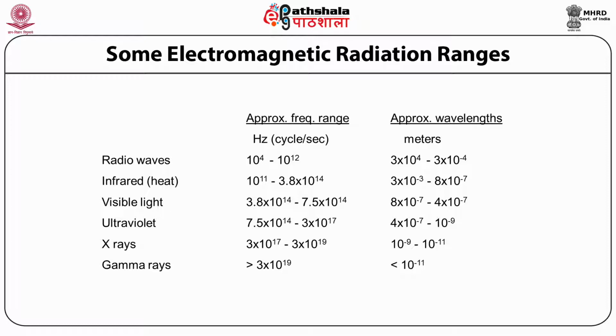However, UV is a highly energetic wave, with a frequency from 7.5 into 10 to the power 14 to 3 into 10 to the power 17. Its wavelength ranges from 4 into 10 to the power minus 7 to 4 into 10 to the power minus 9 meter. X-rays are more energetic. Their frequency is in the range of 10 to the power 17 to 10 to the power 19, and their wavelength ranges from 10 to the power minus 9 to 10 to the power minus 11. And the most energetic are gamma rays. Their frequency is 3 into 10 to the power 19, and their wavelength is less than 10 to the power minus 11.